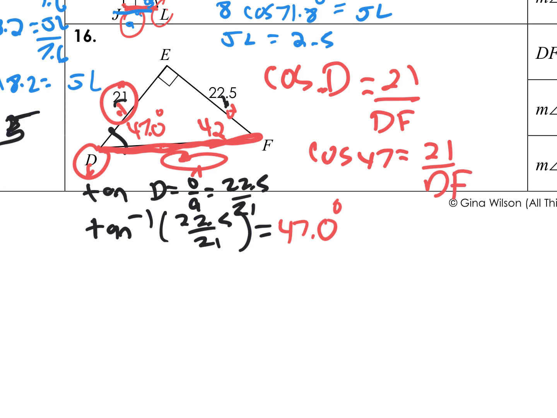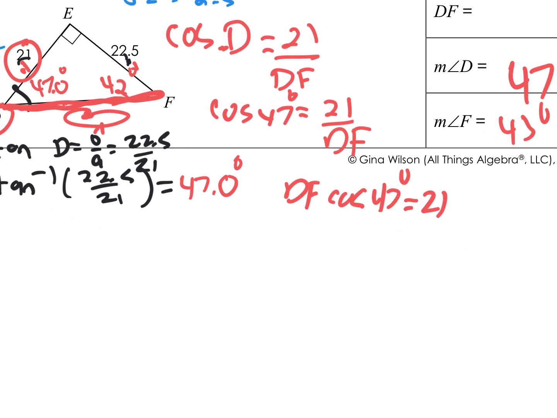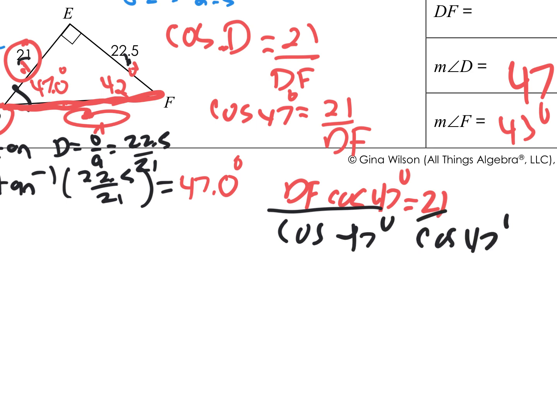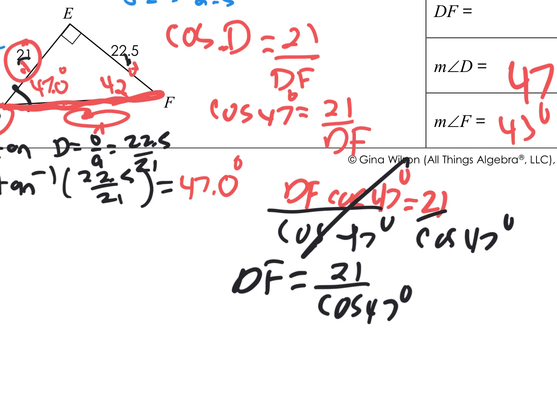Multiply both sides by DF. I'm going to show the whole step. DF times cosine of 47 degrees is 21. Divide both sides by cosine of 47 degrees. Cancels. DF is 21 over the cosine of 47 degrees. Go ahead and type it in.